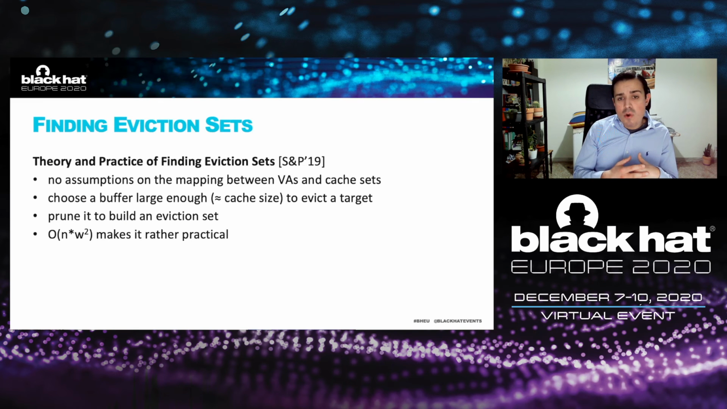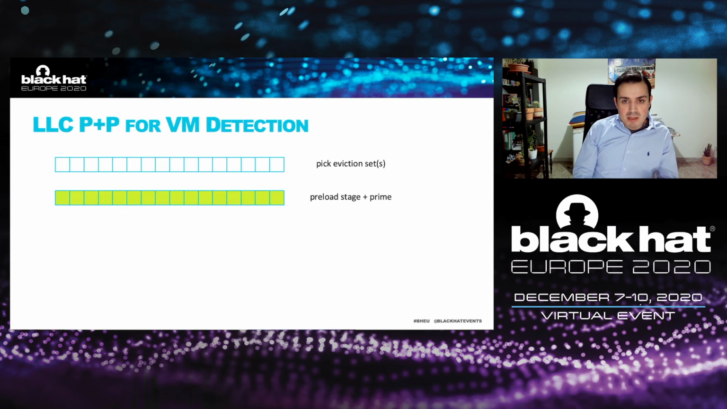So there is this paper from Oakland last year. They presented a method and released the code which we use to build eviction sets in a time that is linear in the size of the cache. Starting from a large buffer, they prune it with some clever group thresholding heuristics, and it works pretty well. So we build eviction sets for all cache slices using this method. Then we do the priming part of the attack. We preload the entries from the eviction set in the cache set, and then we probe. So we measure the access time.